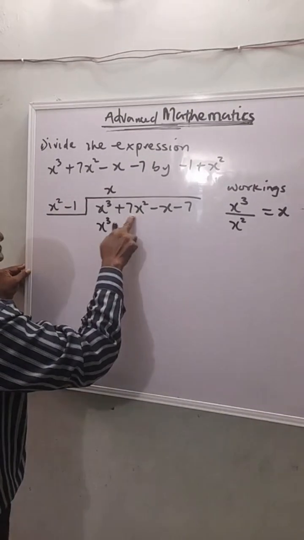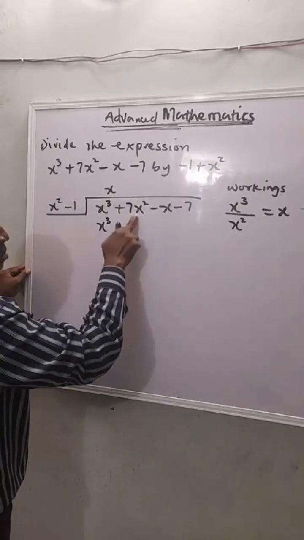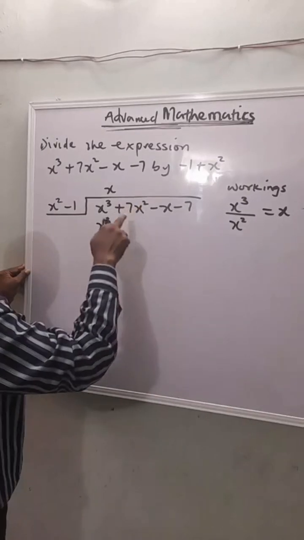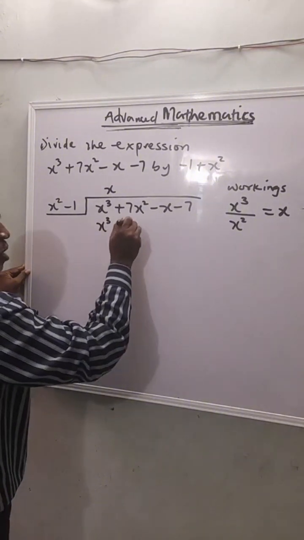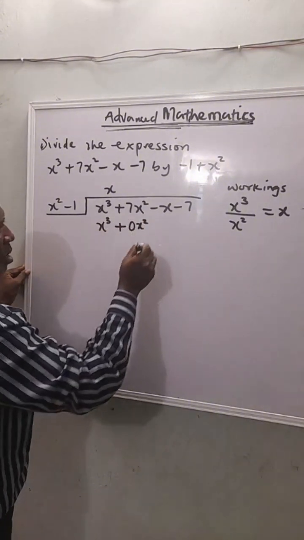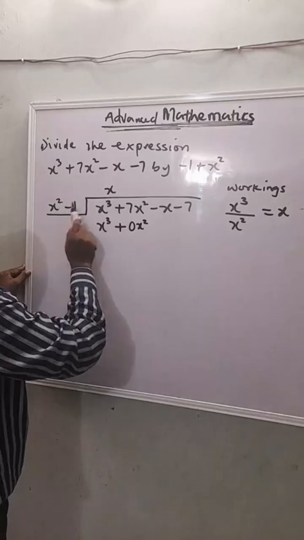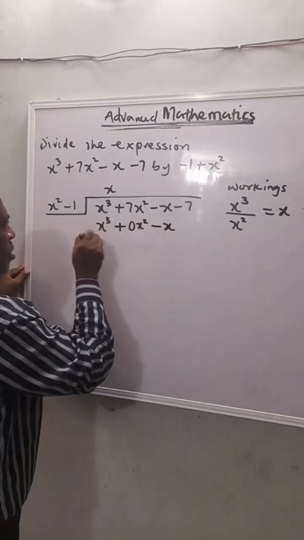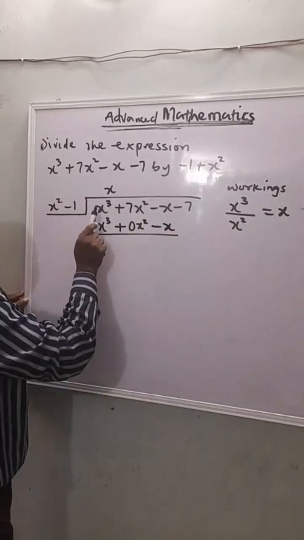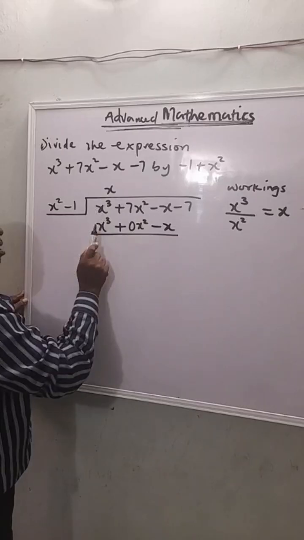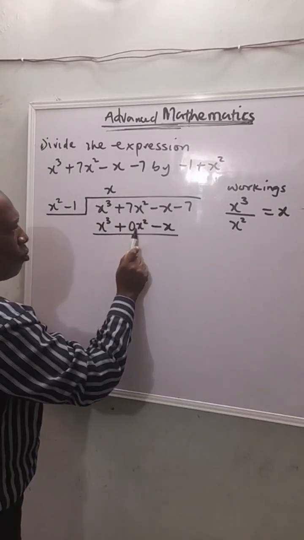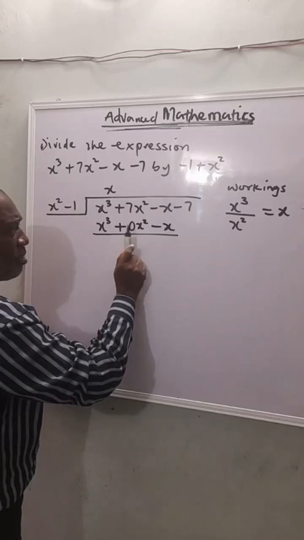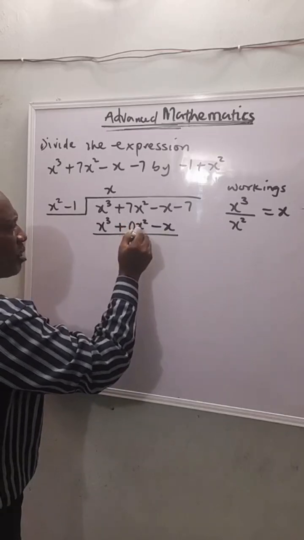And you can see that the next term is 7x squared. That means the coefficient of x squared does not exist, so you write 0x squared. Then x times minus 1 will be what? Minus x. You now carry out subtraction. This x3 minus x3 is 0. 7x squared minus 0x squared is 7x squared. 0x squared means 0 is multiplying x squared.